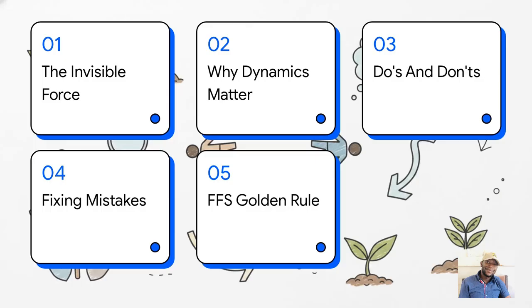Okay, let's dive into the structured roadmap we'll use to build highly effective farmer groups today. First up, we'll look at the invisible force. Second, why dynamics matter. Third, facilitation do's and don'ts. Fourth, fixing common mistakes. And finally, we'll wrap it all up with the FFS golden rule.